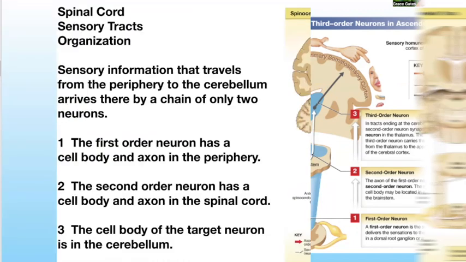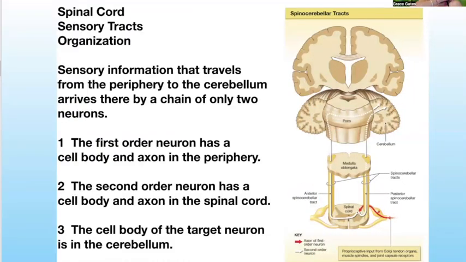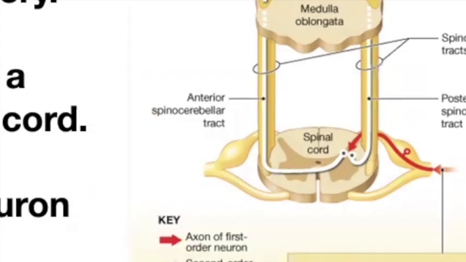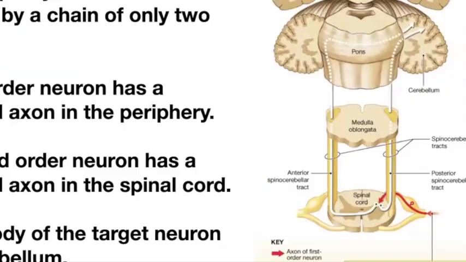Finally, sensory information that travels from the periphery to the cerebellum arrives there by a chain of only 2 neurons. The first order neuron has a cell body and axon in the periphery. The second order neuron has a cell body and axon in the spinal cord, and the cell body of the target neuron is in the cerebellum.